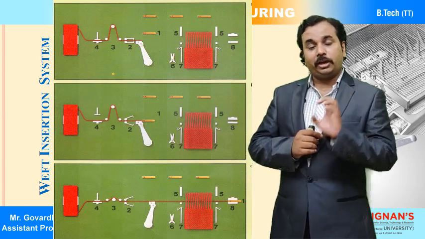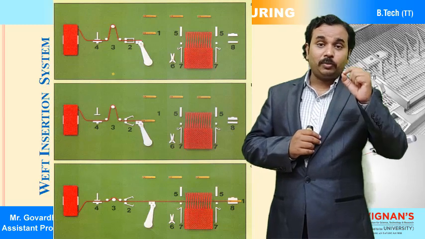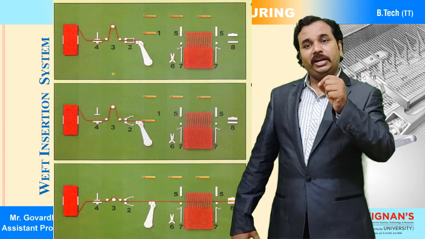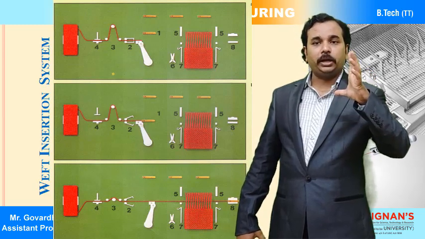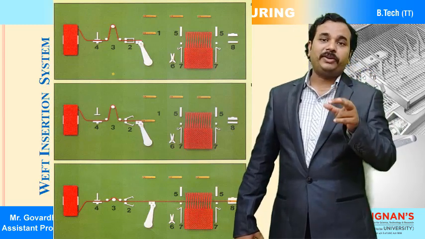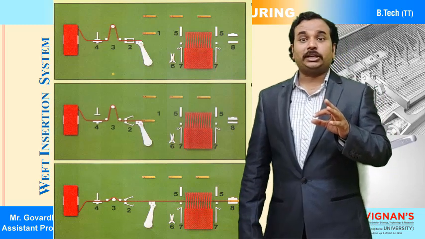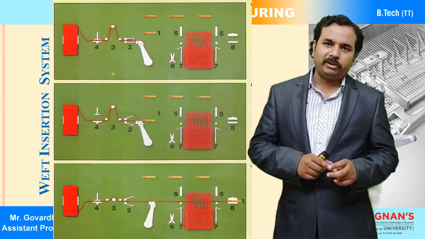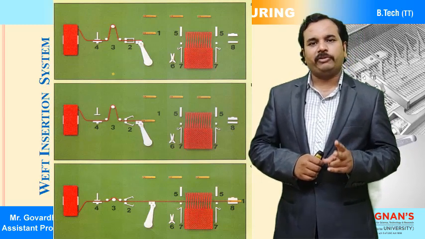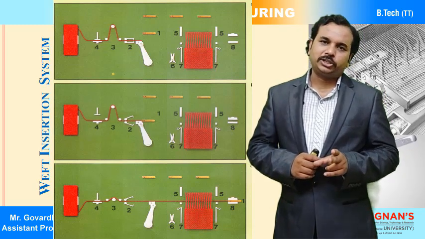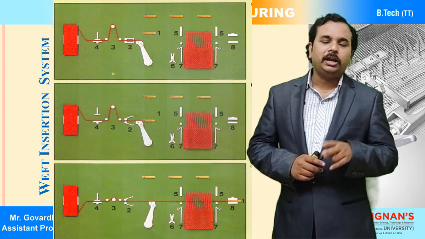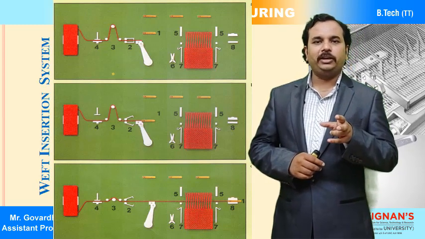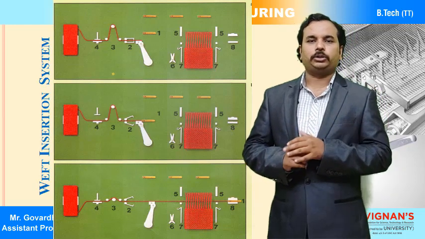Already fed the weft yarn. Now the second position, what is happening? The projectile feeder was opened. After feeding, the projectile feeder is opened with the help of the projectile feeder opener. So to open the projectile feeder, we have a projectile feeder opener. What is the function of the projectile feeder opener? It will open the projectile feeder after the feeding of the weft yarn into the projectile.